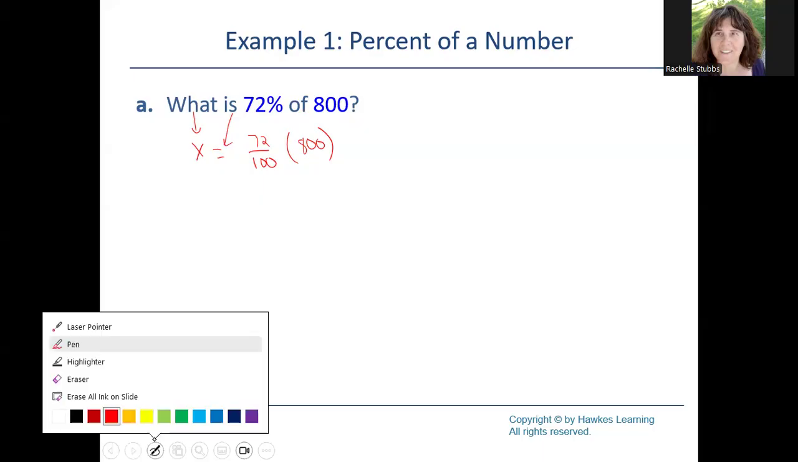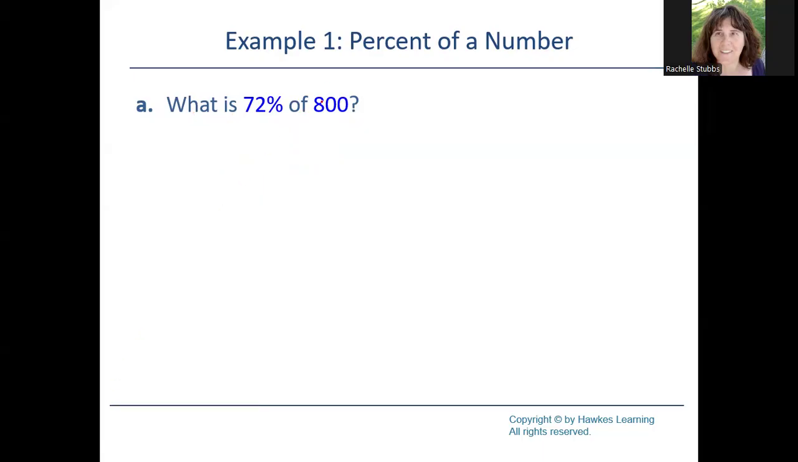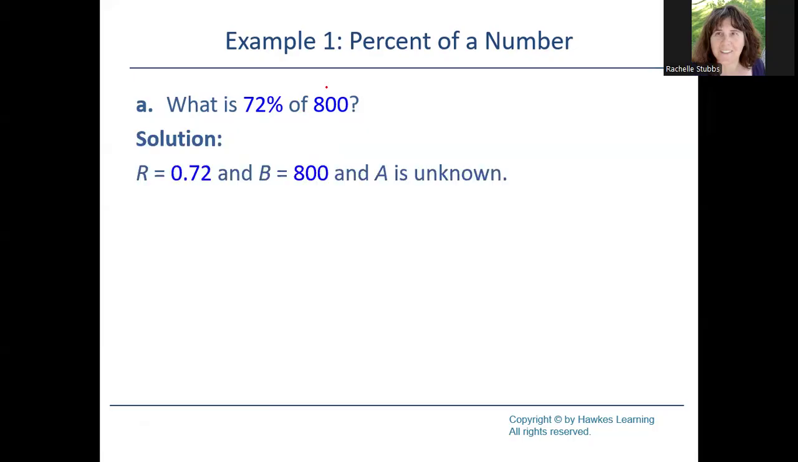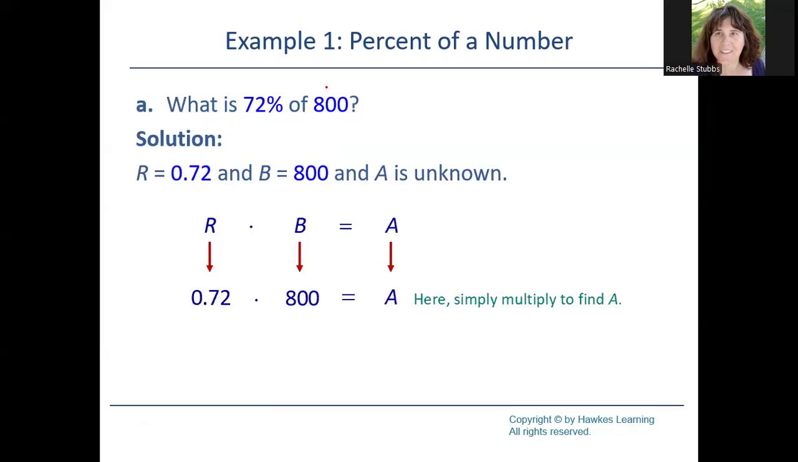Okay, so just looking at our words and we're learning to create our sentences from them. So our rate is 72%, our base is 800, and A is the unknown. Okay, so what is 72% of 800? And we just multiply that through. 72% of 800 is 576.